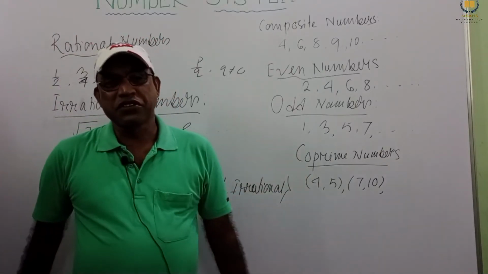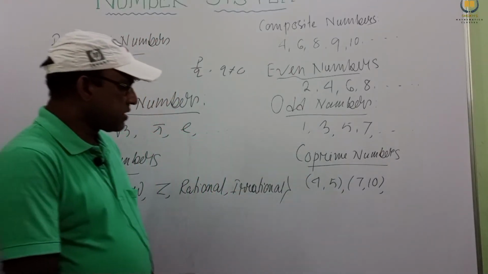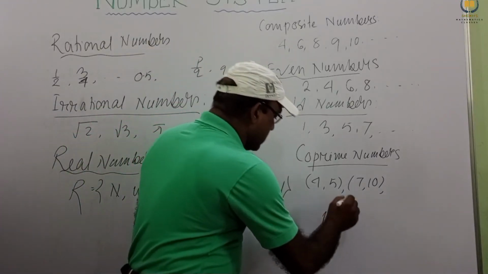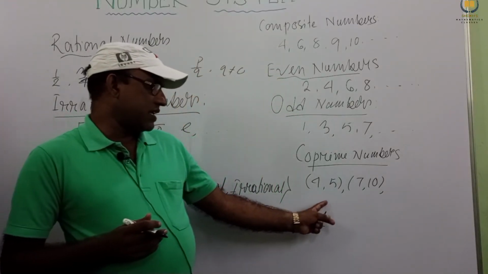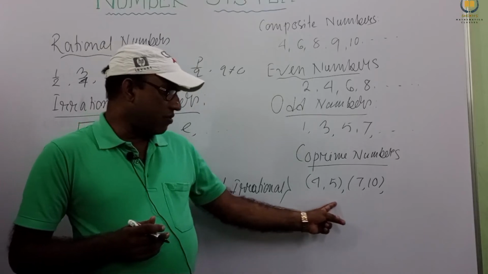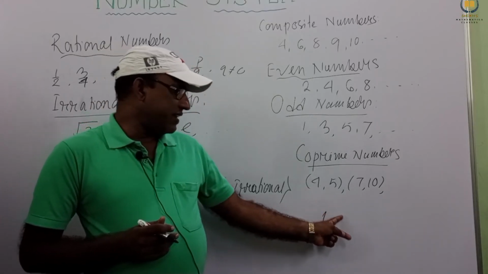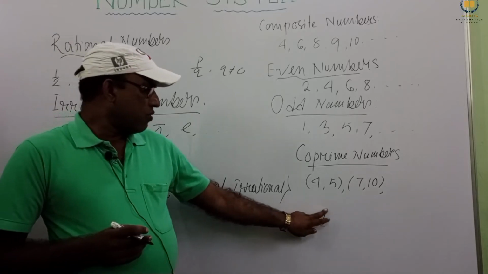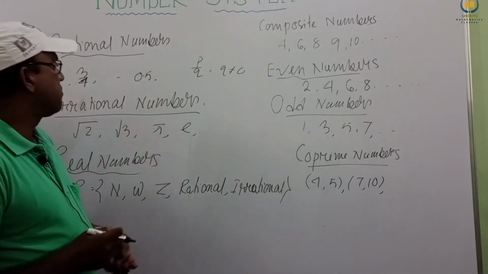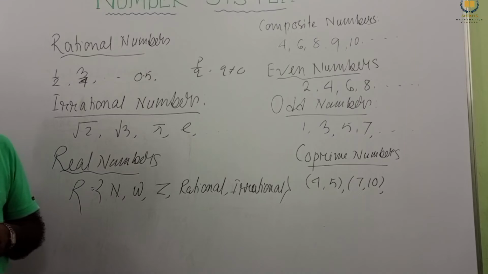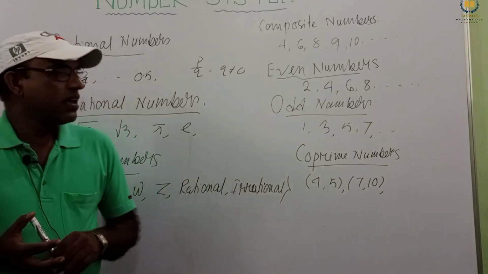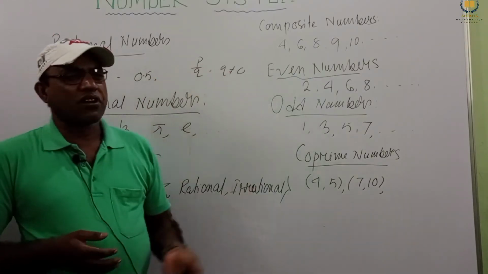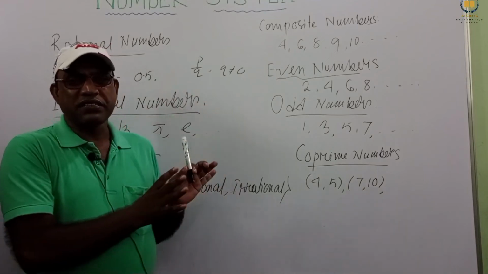Natural number is a subset of real number. Suppose we consider the number 1. This is a natural number, this is a whole number, this is an integer, and this is a real number also. So all of these are family members of real numbers. So this is the number system, and we know all of this from lower classes, so I discussed it briefly.